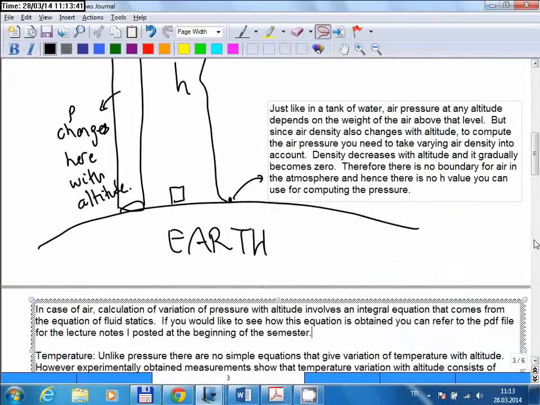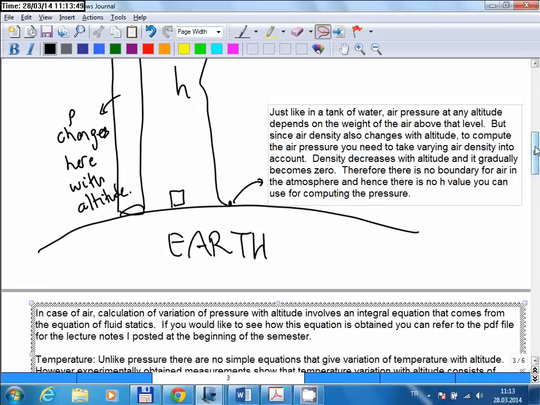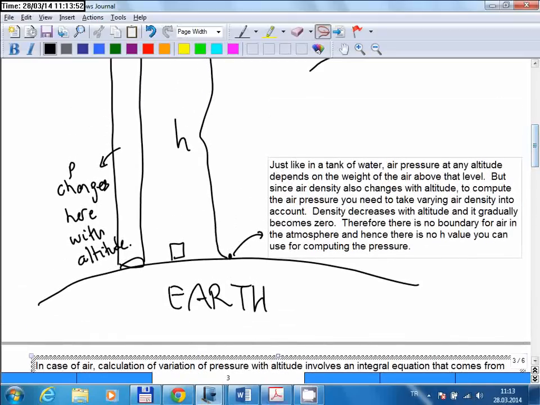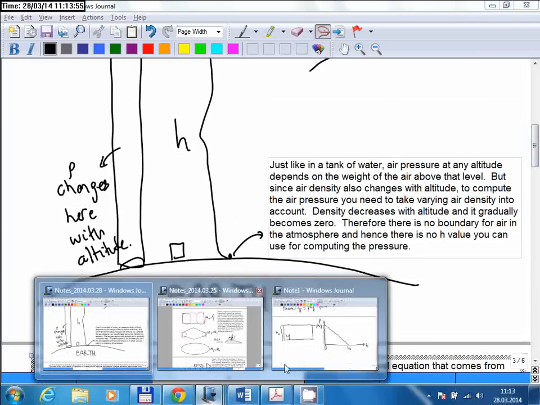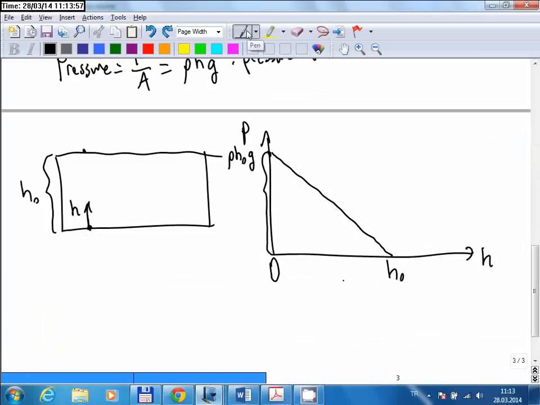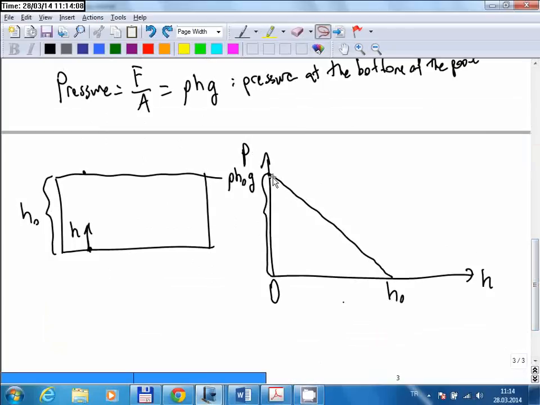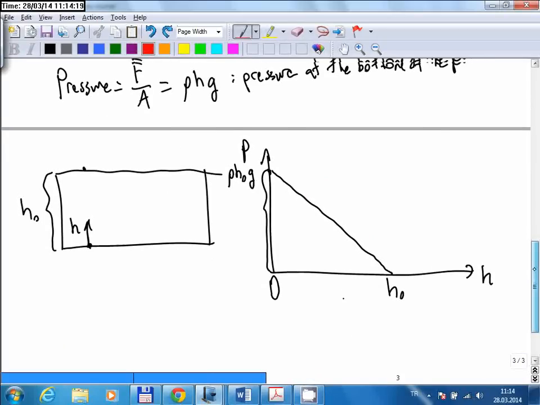But I don't think that's really important. You don't really need to know the details. All you need to know for this course is that air pressure changes with altitude, and if air was incompressible, just like water, the variation with altitude would be a straight line as this one here. But since air is compressible, the relation is not such a straight line, but rather a curve that asymptotically goes to zero.